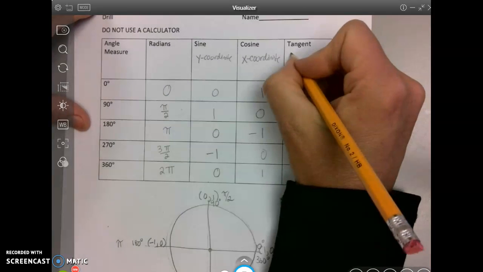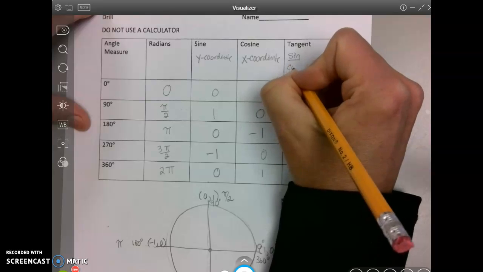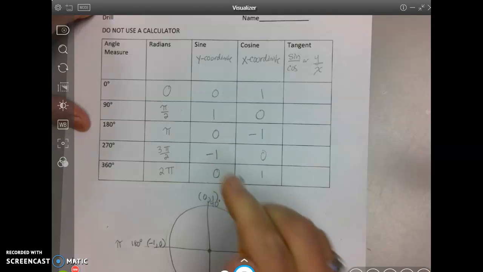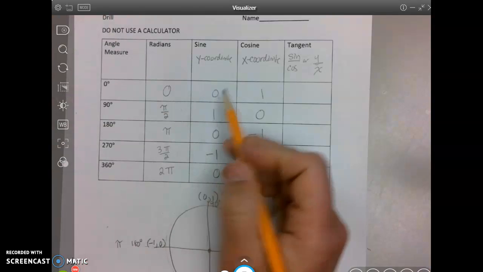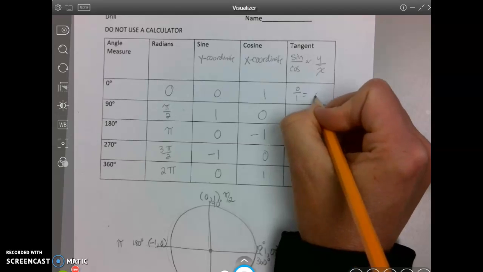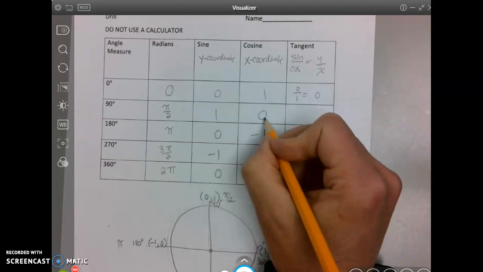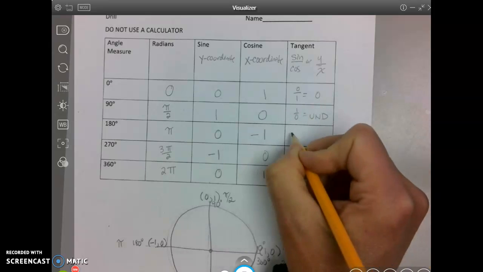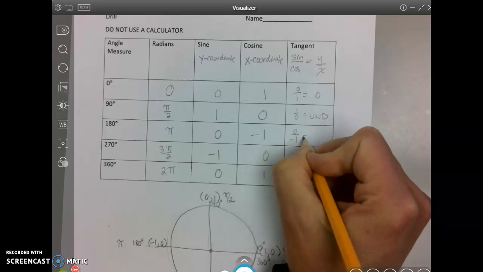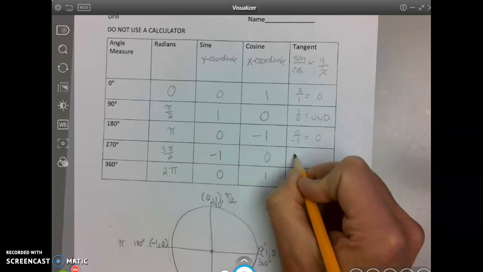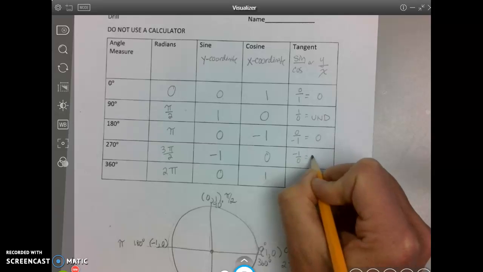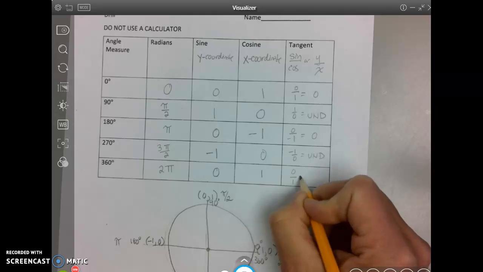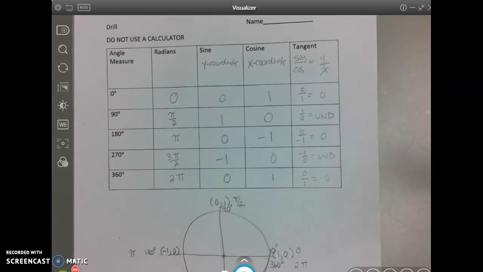And then my tangent is sine over cosine, which is y divided by x. So I'm going to look here. 0 divided by 1 is 0. 1 divided by 0 is undefined. 0 divided by -1 is 0. -1 divided by 0 is undefined, and 0 divided by 1 is 0.